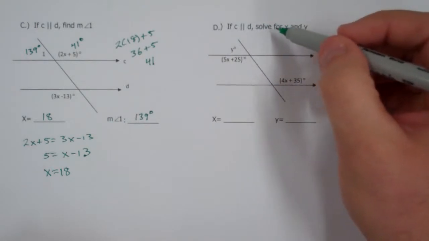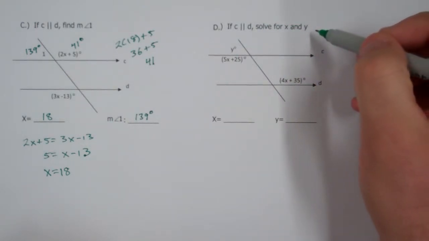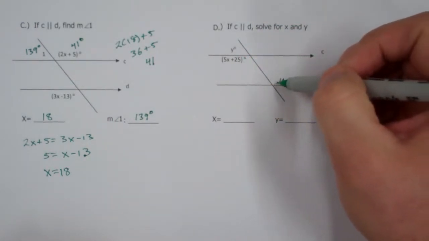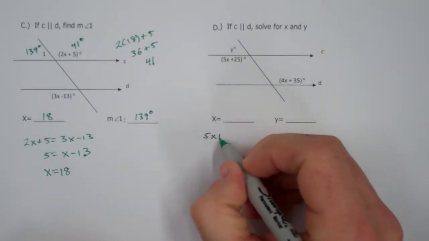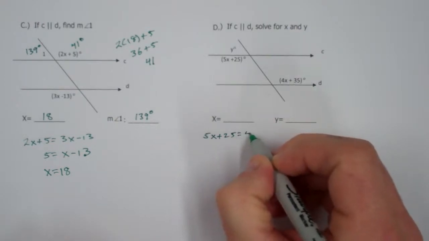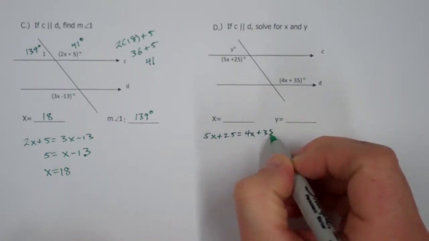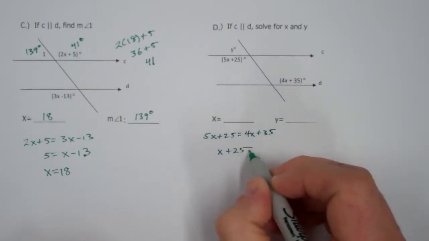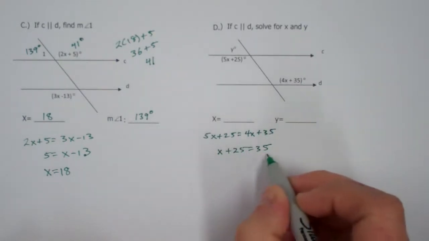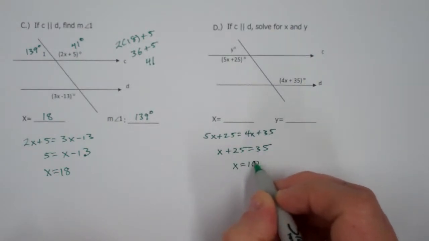If C is parallel to D, we're going to solve for both x and y. If we look at these two expressions for these angles, we can see that they're alternate interior angles, and alternate interior angles are congruent. We'll set the measures equal. Subtract 4x from each side, we're left with x plus 25 is equal to 35. Subtract 25 from each side, and you get x to be 10.